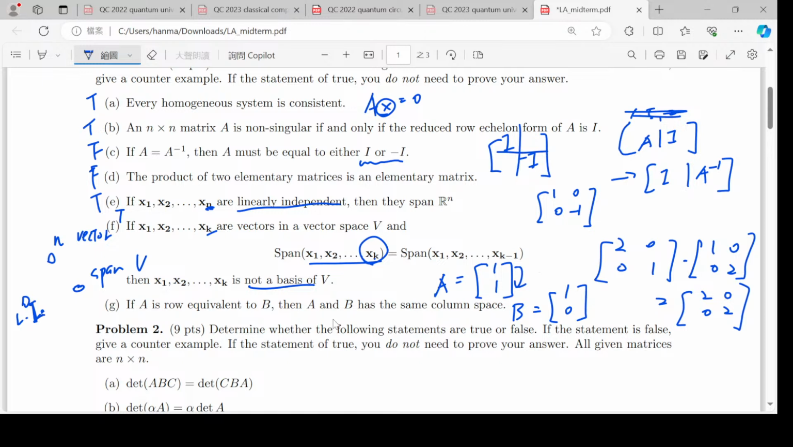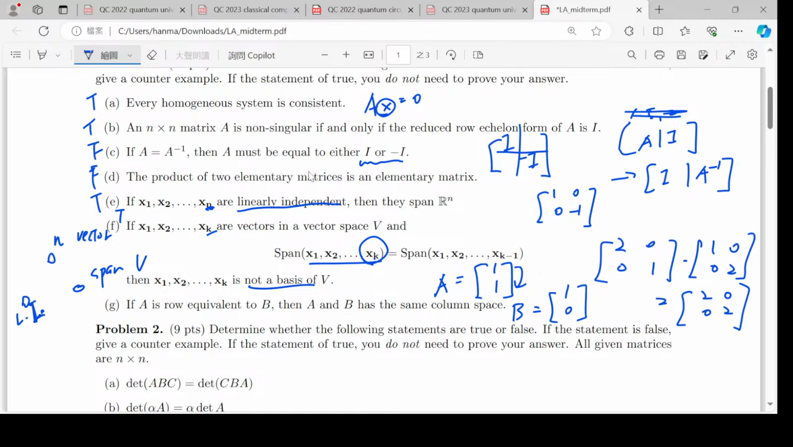Obviously the column spaces are different, because the column space of A is spanned by 1, 1, and the column space of B is spanned by 1, 0. And yes, row operations give you equivalent row space. So the row space of both A and B is every real number, all of R1. But A and B have different column spaces.